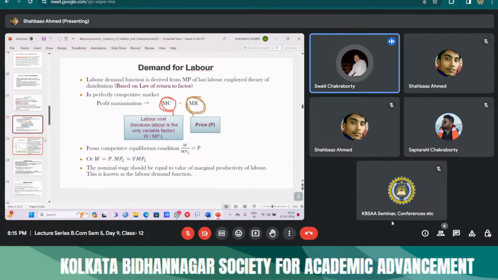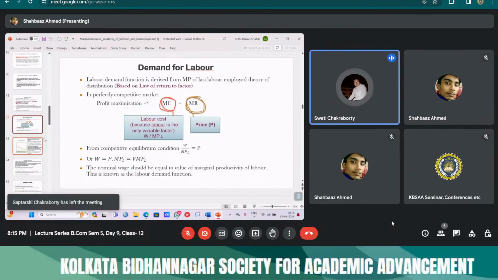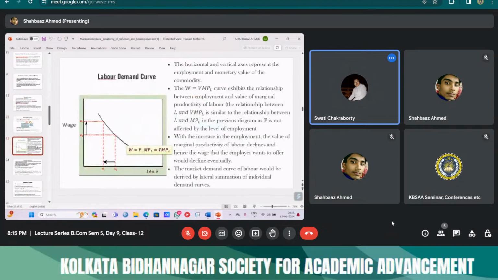So, what do we see? In the perfectly competitive situation, MC equals MR, so MC is W by MPL equal to P, and if we simplify it, we find that W, that is nominal wage, is equal to P, price, into marginal productivity of labor. P into MPL is called the value of marginal productivity of labor. So this is the demand function. W equals VMPL.